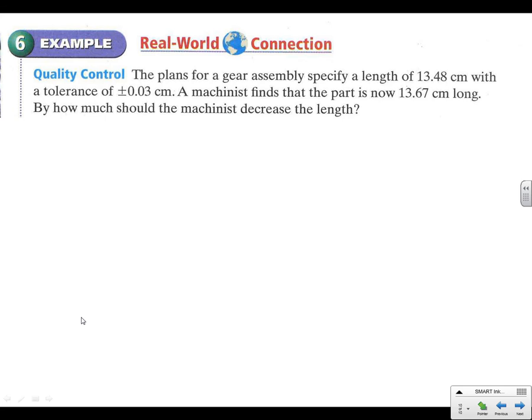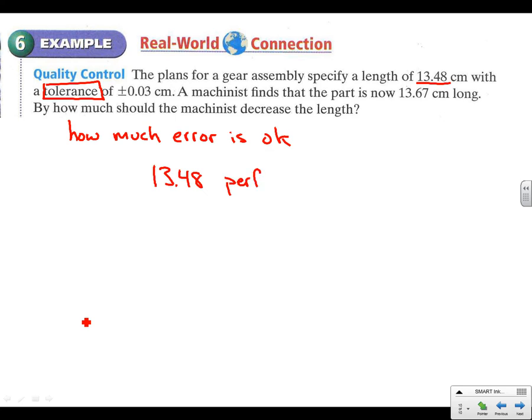Okay, so let's look at this word tolerance. Okay. So tolerance is how much error is okay. So this thing should be 13.48 centimeters long. That's perfect. But we say we can go up and down just a little bit, right? We can be a little bit smaller by 0.03. We can be a little bit bigger by 0.03, and those are still acceptable. So we want to figure out, okay, what's the biggest and smallest that we could be?